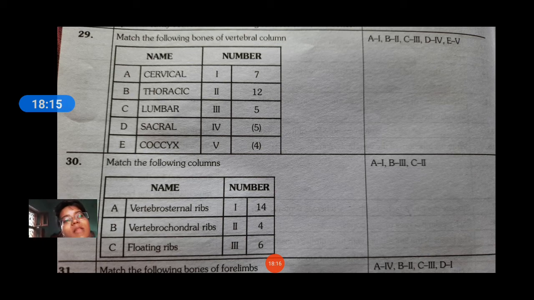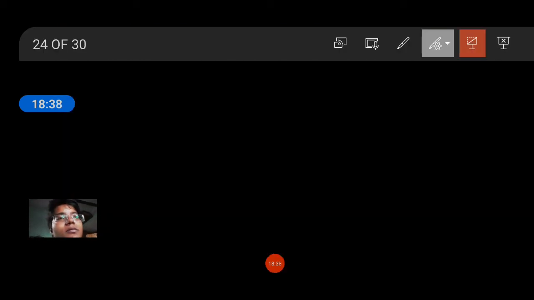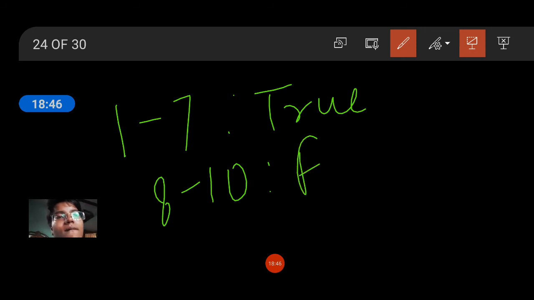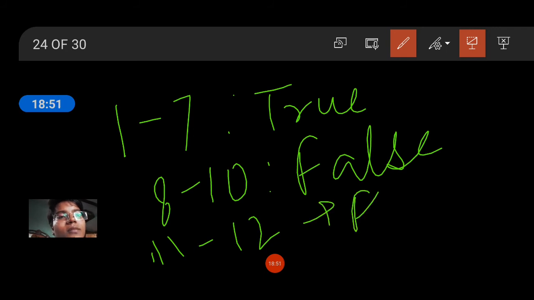Now vertebrosternal are 14, vertebrochondral are 6, and floating are 4. Number these are, and when we talk about pairs, then vertebrochondral will be 3 and floating ribs will be 2 and vertebrosternal ribs will be 7. Okay, I will write. 1 to 7 are true, 8 to 10 are false, and 11, 12 are floating. Okay.